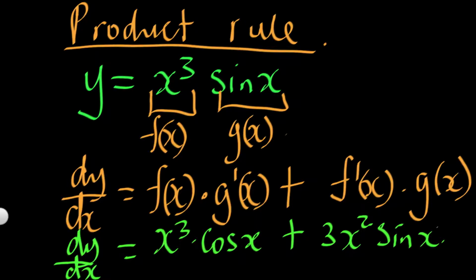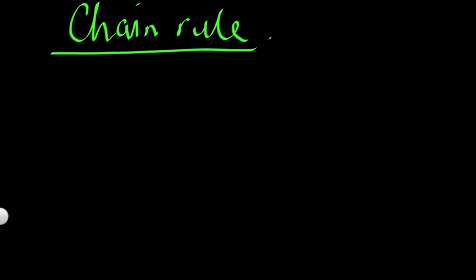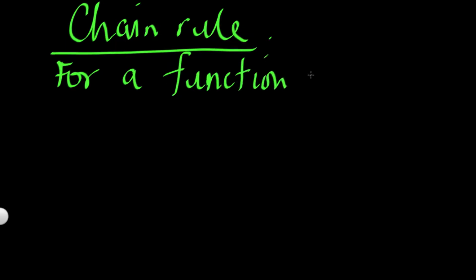Let me go to the other rule, the chain rule. We use the chain rule if we're differentiating a function of a function. We use it when we are differentiating a function of a function. So it's for a function of a function.